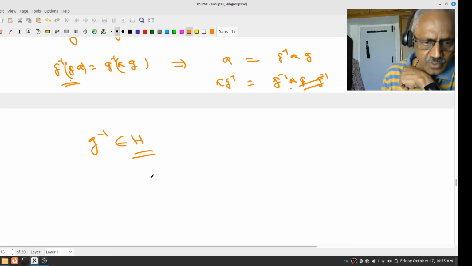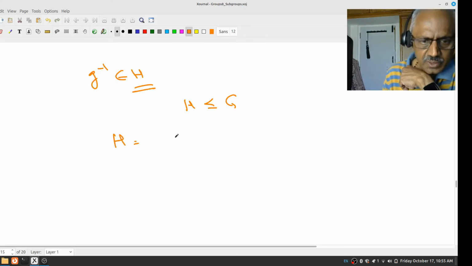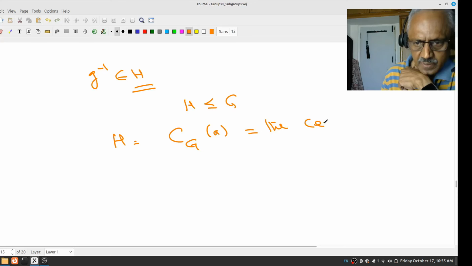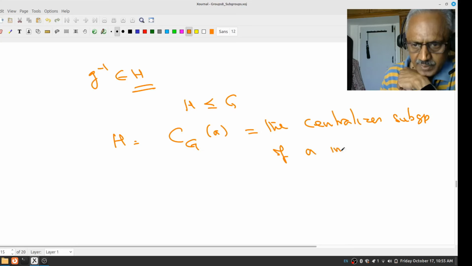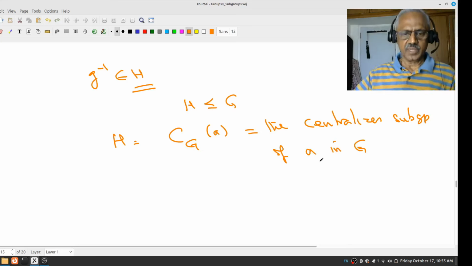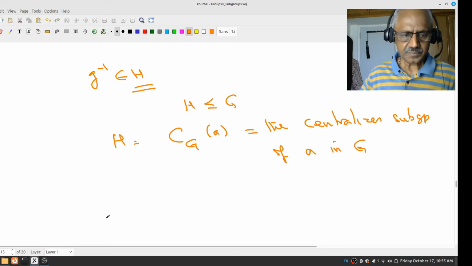Okay. Therefore H is a subgroup of G. This H is usually denoted by C_G(a). This is the centralizer subgroup of a in G. That is, the set of elements that commute with a. So you can see the last example is abstract. There is no concrete group, but we did that.